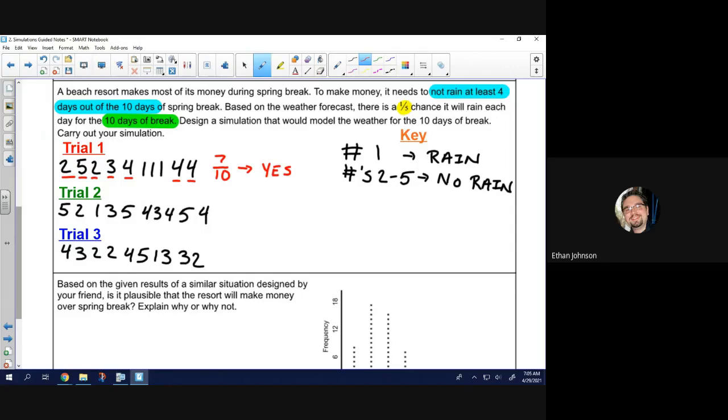Trial 2. Once again, at least 4 days of the 10 needs to not rain. So not 1. 1, 2, 3, 4, 5, 6, 7, 8, 9. You had a really good trial, that one. 9 out of the 10. So, yes, they made money. And then last trial, another good one. Another 9 out of 10. Yes, they made money.